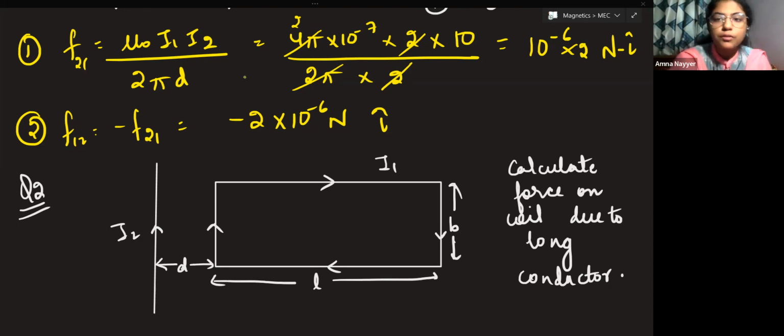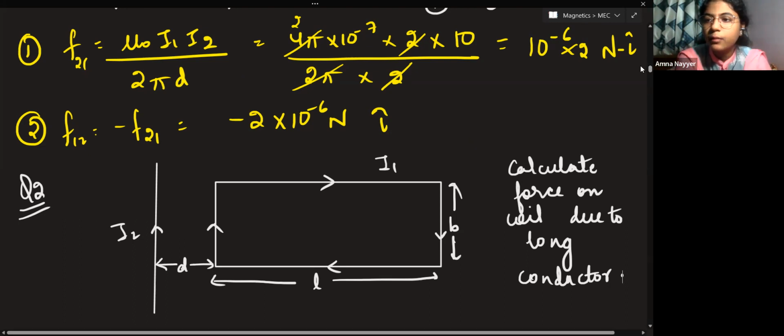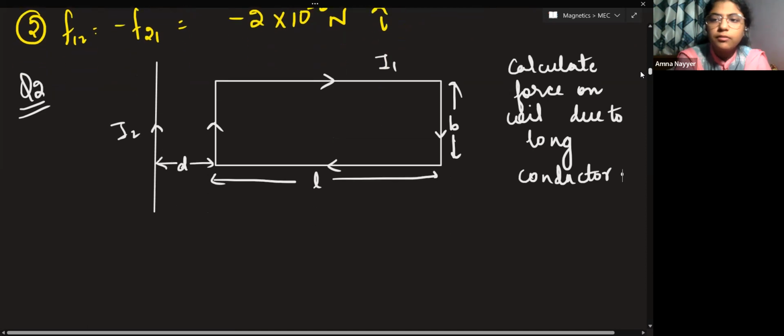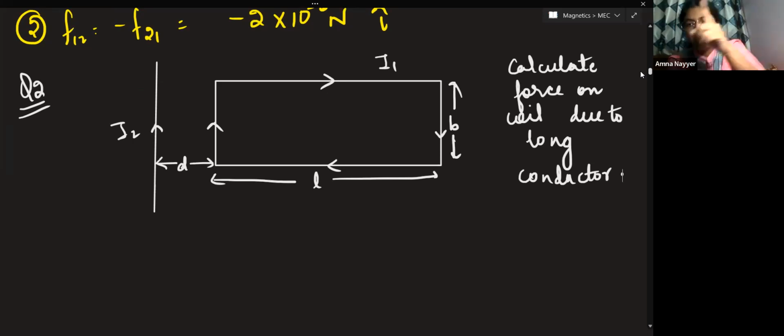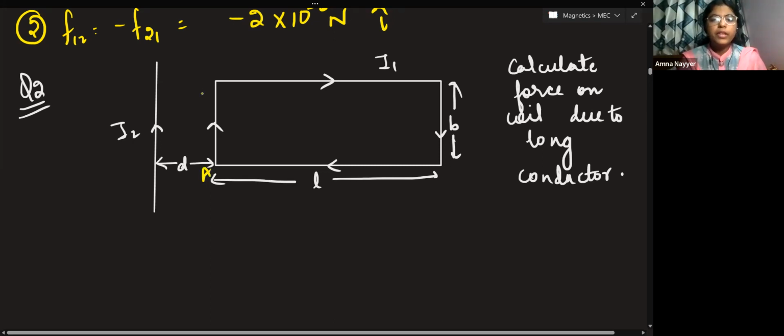Written the solution of the first question. Let's do the second question. See, this is a wire given to you and a rectangular loop of coil is given. So I2 is current flowing in the wire and I1 current is flowing in this rectangular loop. So obviously each segment will have the current I1. Let's name the segments A, B, C, D.